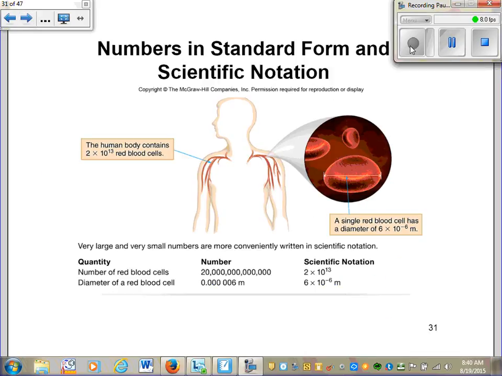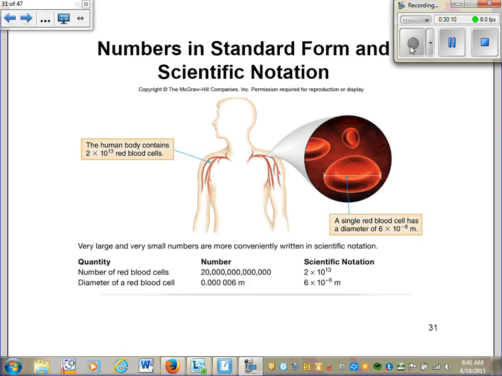Okay, here we see some reasons to use scientific notation. The human body contains 2 times 10 to the 13th red blood cells. It's a lot easier writing this number than 2 followed by 13 zeros. I always have a hard time, even when I have to put an account number in a bill, and you've got like 6 zeros, and I'm sitting there trying to put the account number on there. How many zeros do I have to put on there, and I just end up short one or adding one. A single red blood cell has a diameter of 6 times 10 to the minus 6 meters. Very small number.